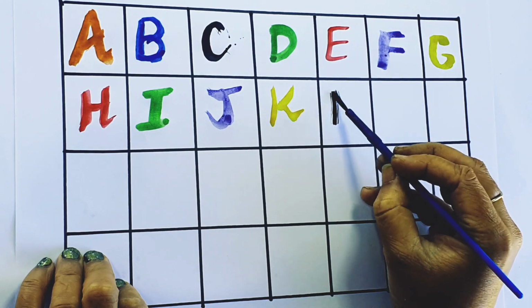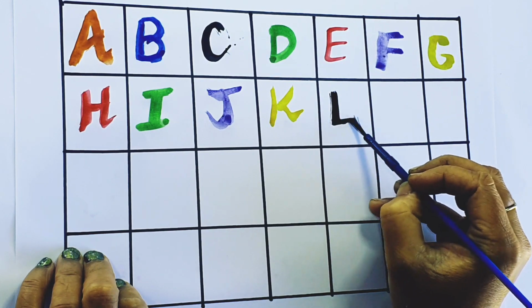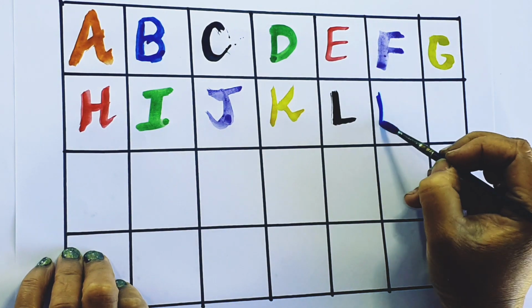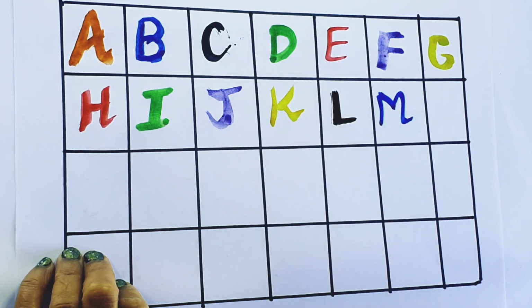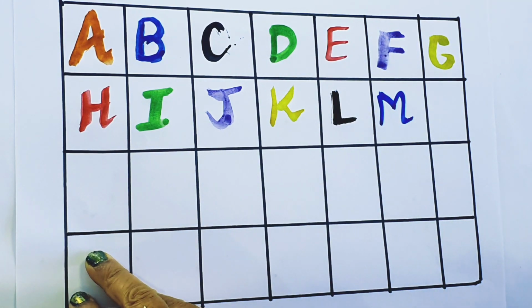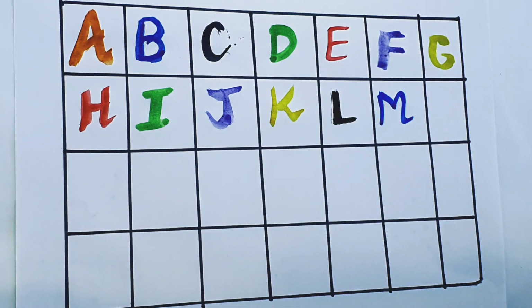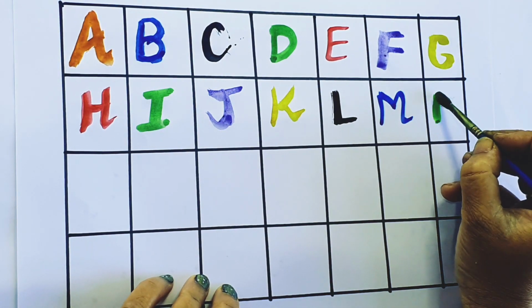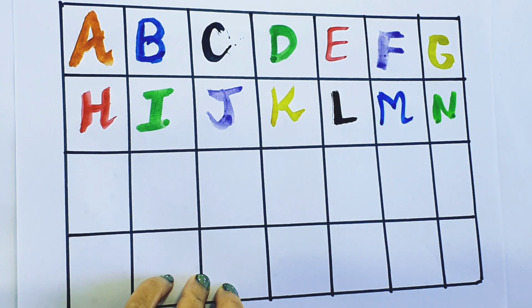Black color. L. L for lemon. L for lime. Blue color. M. M for mango. M for magic. Green color. N. N for nest. N for necklace.